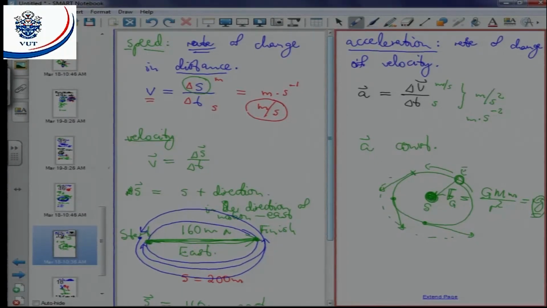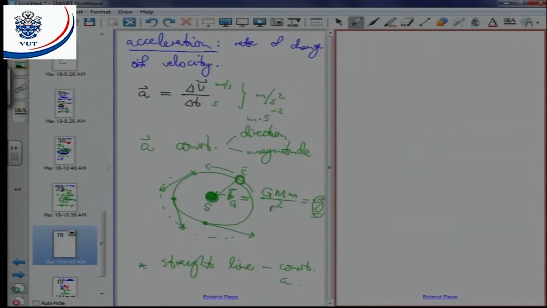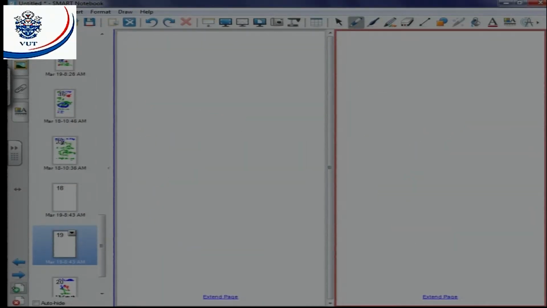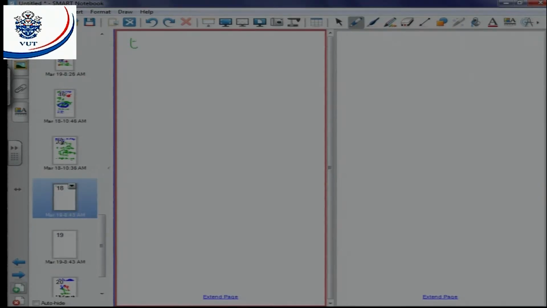Okay, so we are looking at where both direction and magnitude are constant, and this is only possible when something is traveling in a straight line and at constant acceleration. Okay, so that's what we are interested in, and for this we get what are called the equations of motion.